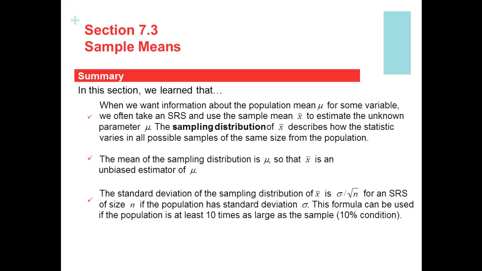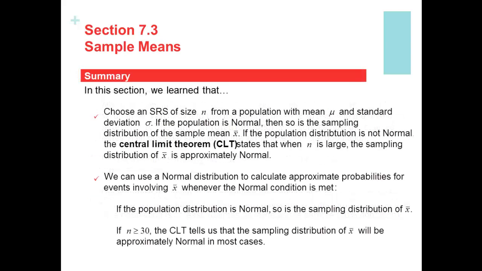This formula can be used if the population is greater than or equal to 10 times the number in the sample. When we choose a simple random sample of size n from a population with a mean of mu and a standard deviation of sigma, if the population is normal, then so will the sampling distribution of the sample mean x bar. If the population distribution is not normal, the central limit theorem states that when n is large enough, the sampling distribution of x bar is approximately normal.